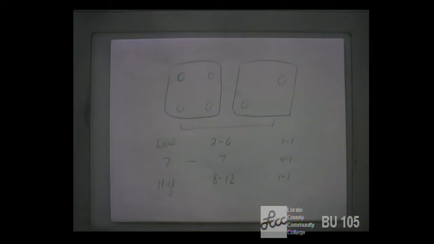The odds are actually, let's see, how many possibilities are there? There are 11 possible rolls of the dice, right? 2 through 12. Actually, there are 36 possible rolls of the dice. 15 of them are going to be high. 15 of them are going to be low. And 6 of them are going to be 7.